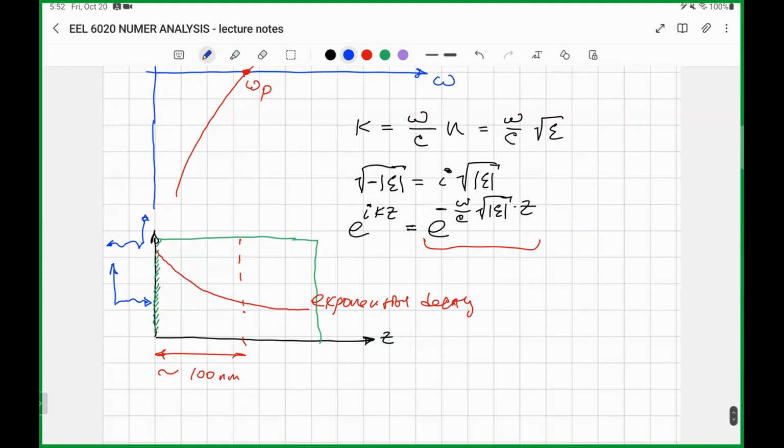So this field with exponential decay but without dissipation, a field with exponential decay not due to the losses, not due to the dissipation, but due to the fact that epsilon is negative, is also known as evanescent field. Evanescent field.